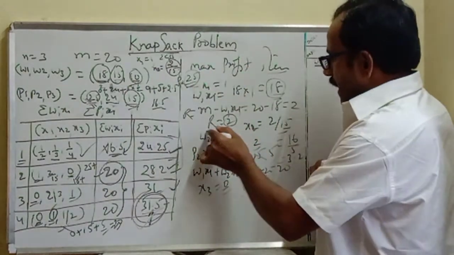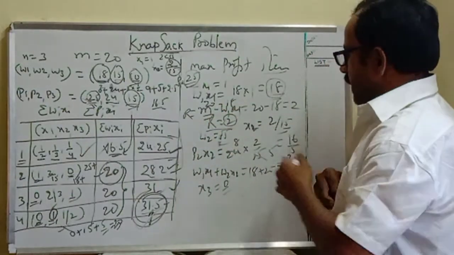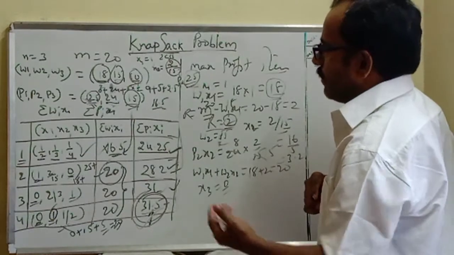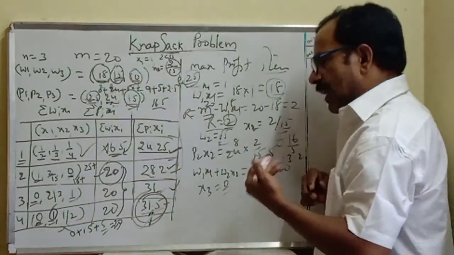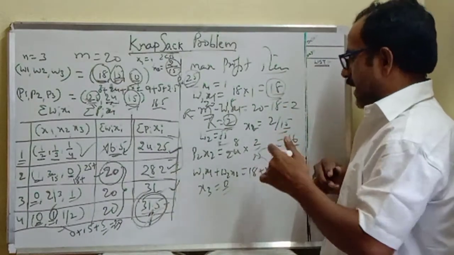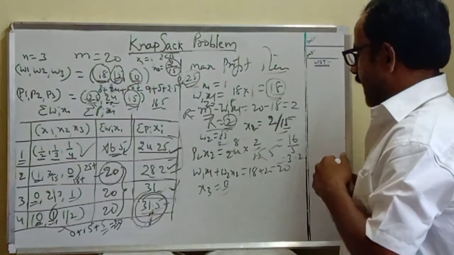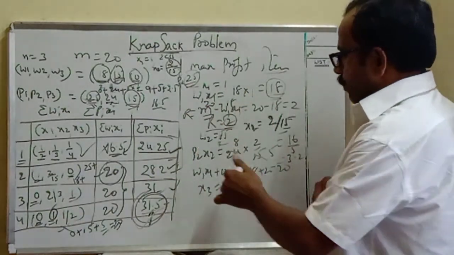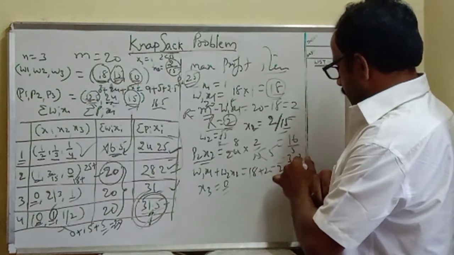Then what about the remaining knapsack capacity? M is 20 units and 18 units are already consumed. Then 20 minus 18 is 2 units. Now I am going to select the next maximum profit item. The next maximum profit item is the second item, but the second item weight is 15. I cannot place a 15 units item directly into the knapsack. I can place only a 2 by 15th portion of the second item. Then the profit I can get is 24 into 2 by 15, that is 3.2.